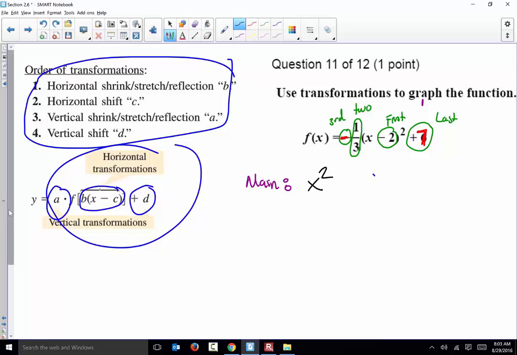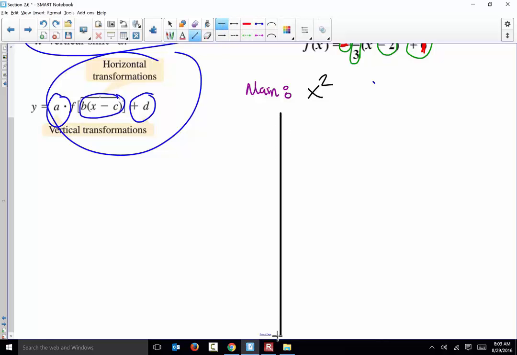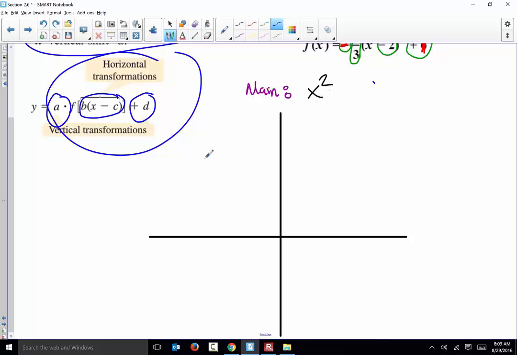Okay, so here is what I do. I go step by step. I'm going to take a big x and y axis plot here. I first put x squared there. Alright, here is x squared. This is x squared, right?